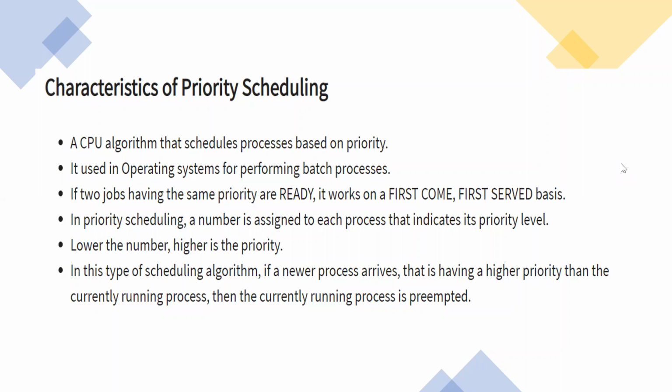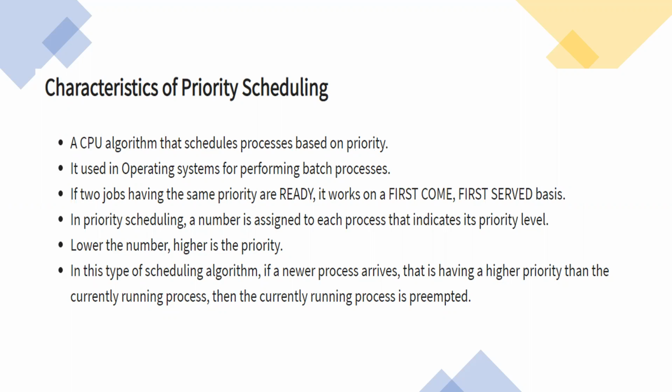Okay, so thank you very much now for our example video on how we'll be able to compute the milliseconds for the priority scheduling. So a while ago, I've mentioned the characteristics of the priority scheduling. It is a CPU algorithm that schedules processes based on priority, of course. It is used in operating systems for performing batch processes. Then if two jobs having the same priority are ready, it works on a first come first serve basis.